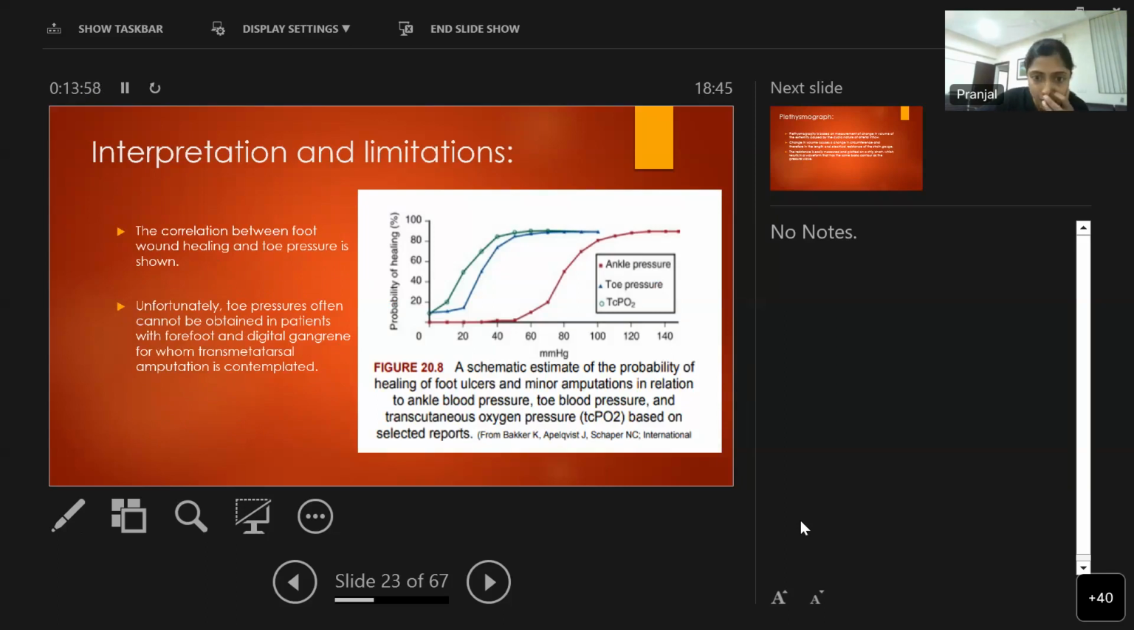As you can see in the figure, this is a probability of healing of a wound or minor amputation in relation to the ankle blood pressure, toe blood pressure and transcutaneous oxygen tension.